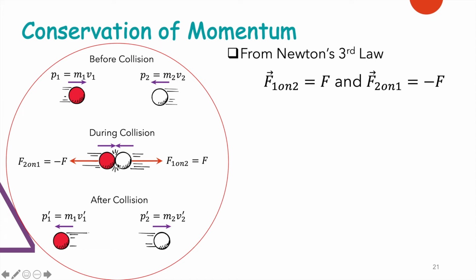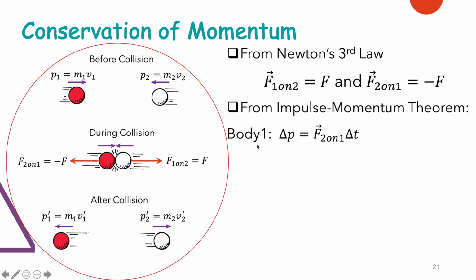So here, object 1 exerts force on 2, and its force is towards this direction. Even object 2 exerts force on 1 in this direction. So using the impulse momentum theorem for body 1, the change in momentum is simply equal to the force exerted by 2 on 1 times the time. When we say delta P or delta, it means change. It means final minus initial momentum.